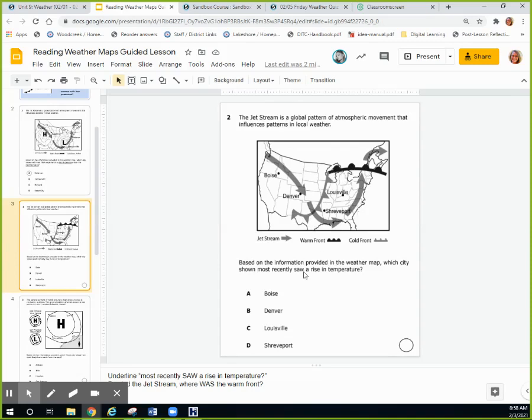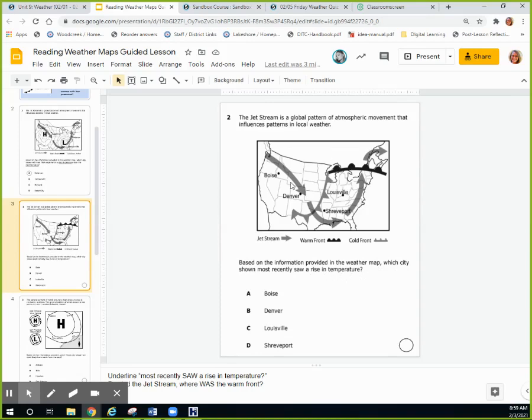Okay, so the first thing that I want to talk about is, how do we know what direction these fronts are moving? So you see how on the cold front, the triangles are kind of pointing down, maybe southeast, and on your warm front, your half circles are pointing north. So that means that this warm front is moving north, and this cold front is moving southeast. The shape on the front is going to point in the direction that it moves. Okay, so based on the information provided, which city shown most recently saw a rise in temperature?